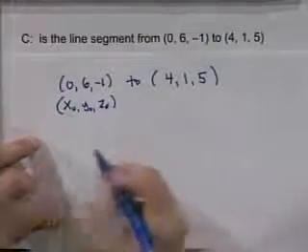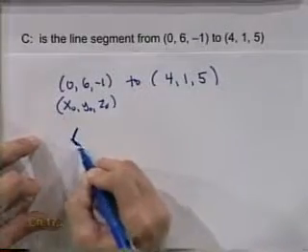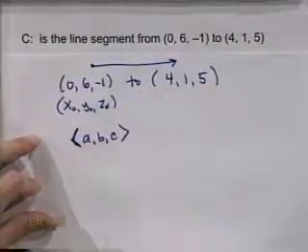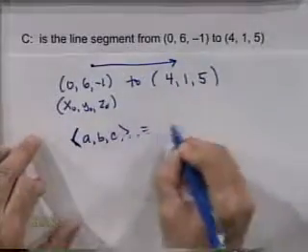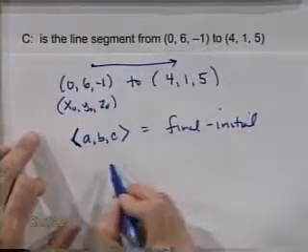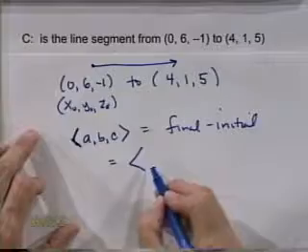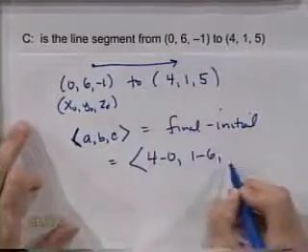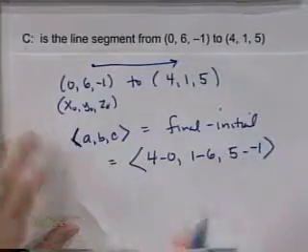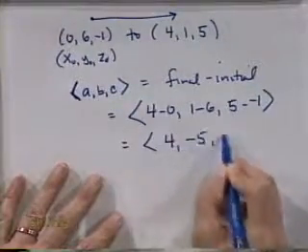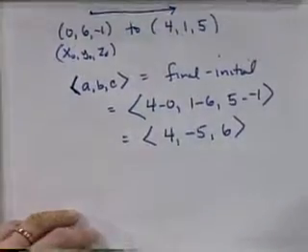Now, what's my vector A, B, C that points me from this point to that point? We take final minus initial, don't we? So this vector is going to be 4 minus 0, 1 minus 6, and 5 minus a negative 1. Or my vector ABC is going to have components 4, negative 5, 6.